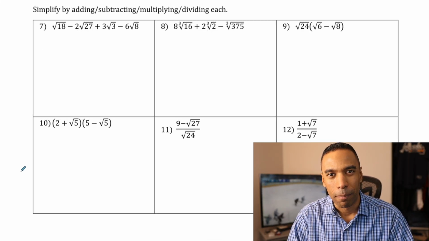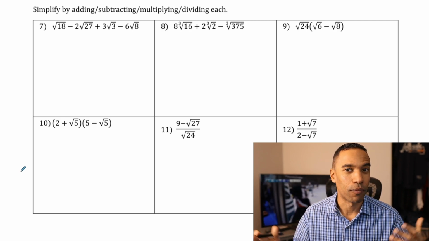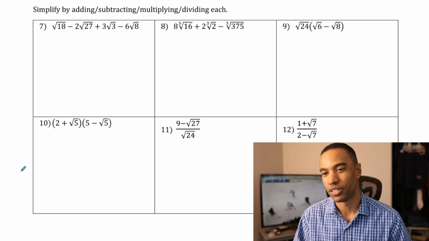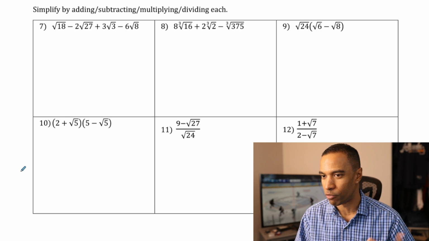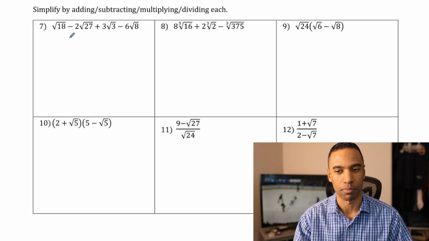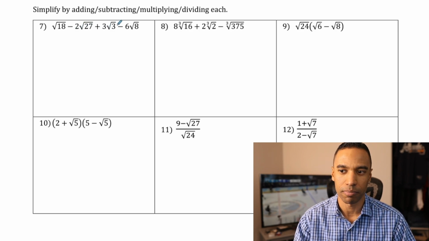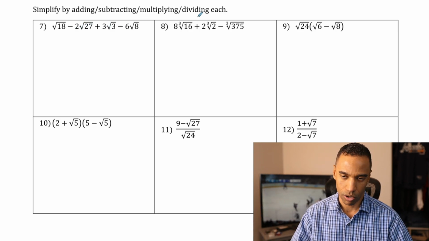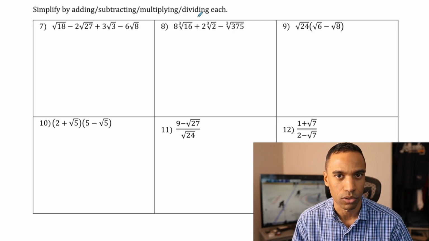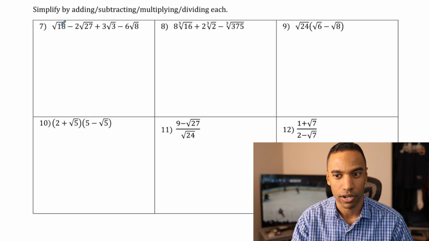Okay, and we are back here. So whatever I did on that 1 through 6, I hope that it was very helpful. Let's move on to number 7 through 12, where we're going to add, subtract, multiply, and divide, and simplify as a result. So in this first problem, root 18 minus 2 root 27 plus 3 root 3 minus 6 root 8, the whole goal is to get it down to any perfect square factors that are in there, and factor them out.